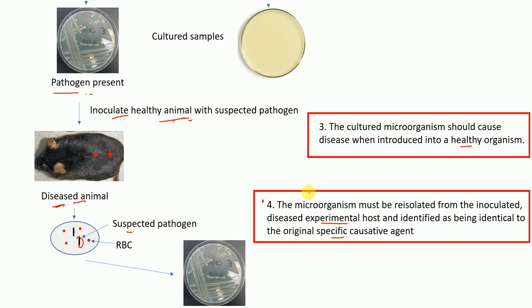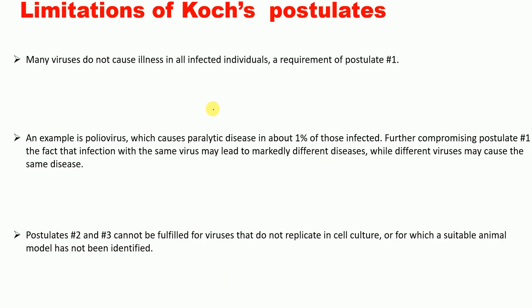However, there are limitations to Koch's postulates. The major limitation of Koch's postulates comes with viruses, because many viruses do not cause illness in all infected individuals, which is a requirement of postulate one. So that's why viruses are a limitation of Koch's postulates. For example, poliovirus causes paralytic disease in about 1% of infected people. Further compromising postulate one is the fact that infection with the same virus may lead to different diseases, or different viruses might cause the same disease.